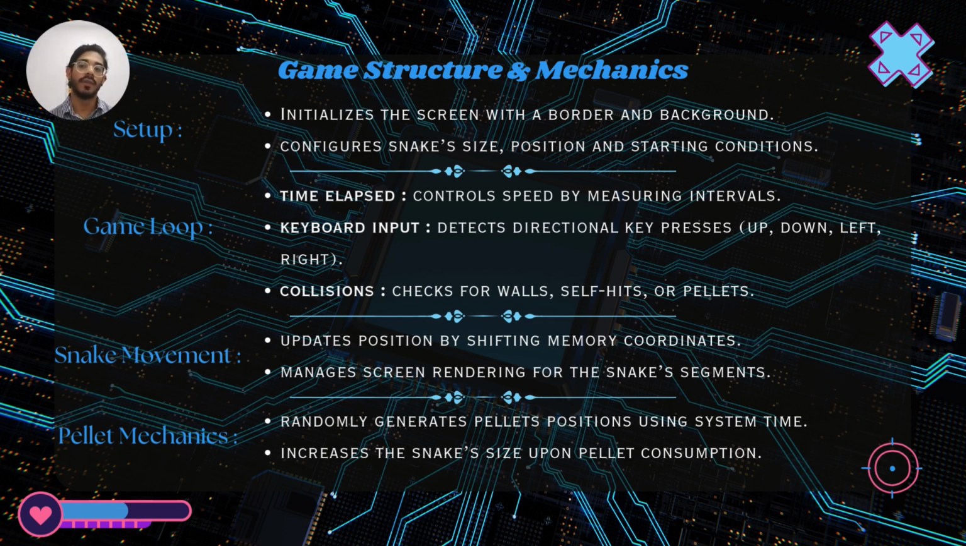Collision checks if the snake hits a wall, itself, or eats a pellet. If the snake hits a wall, which we call wall collision, when the snake's head goes out of bounds, a game over message is displayed. Whereas if the snake's head hits its own body, it is called self collision, and a game over message is also displayed.